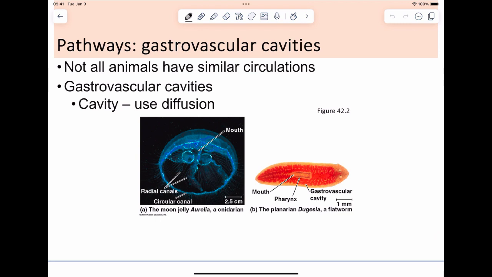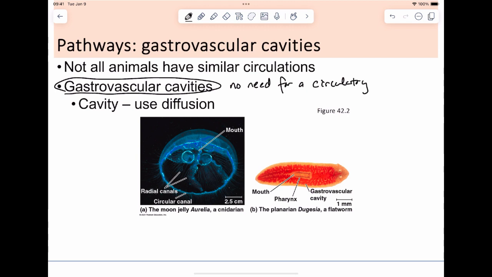When we look at circulation, one of the things that matters is how we need to do our circulation. And part of what's important about circulation is how you're built. We haven't really thought of how animals are built yet, but with circulation, you have to take it into consideration. If you are an organism with a gastrovascular cavity, there's no need for circulation. All you need is diffusion, because everything is so small.